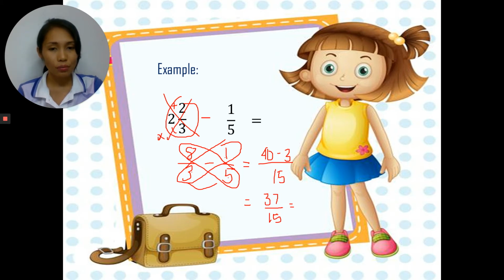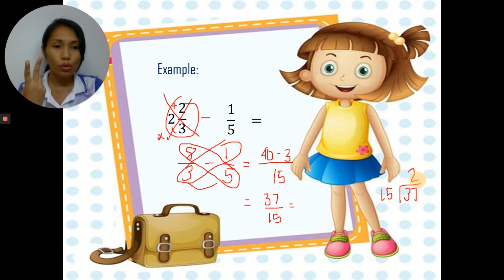Since this is an improper fraction, we have to convert it again to a mixed number. So, 37 divided by 15 equals, actually you can divide mentally, but for those who cannot do it yet, I'm going to assist you in this. So 37 divided by 15. How many 15s are there in 37? 2 15s is 30. 3 15s is 45, so it's too much. So it's just 2. 2 times 15 is 30. 37 minus 30 is 7. So the answer is 2, remainder 7.